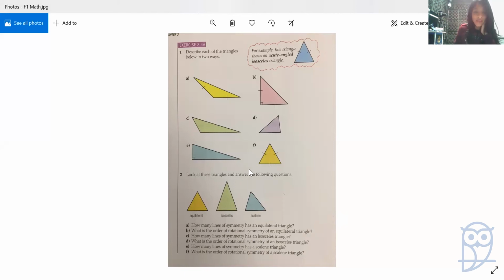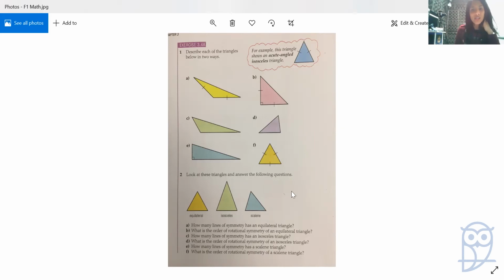Okay, and then it says, what is the order of rotational symmetry of an isosceles triangle? How many times can an isosceles triangle rotate, what's the order of its rotational symmetry, should I say? And it is 1, okay? It is only 1. E says, how many lines of symmetry has a scalene triangle?